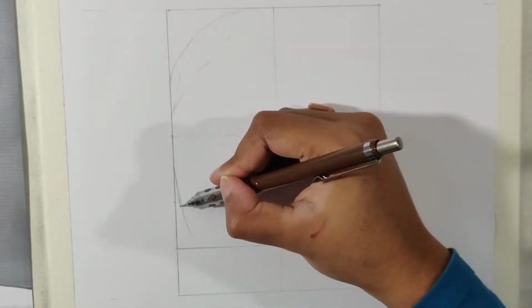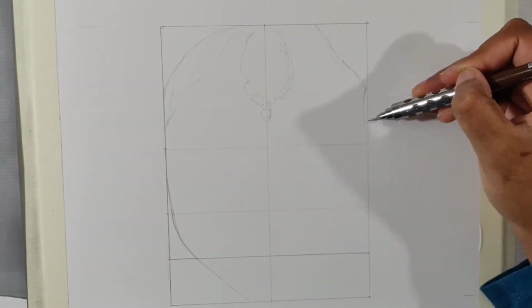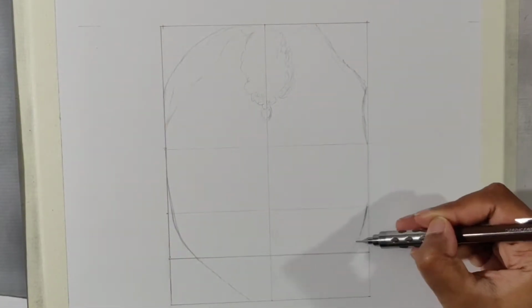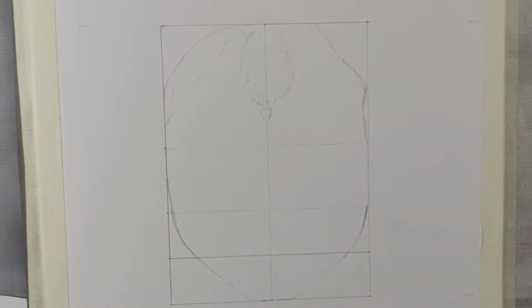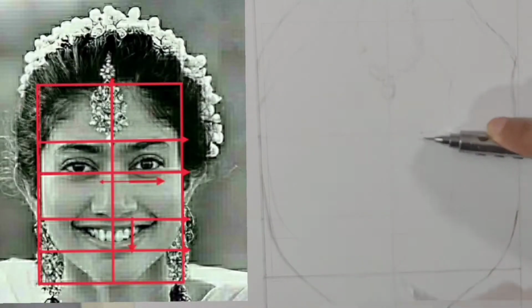I took a printout of my reference photo and kept it on the left side of my drawing. Make sure your reference photo is the same size and at the same level, which makes it easy to draw. Now I'm going to draw the outline of the face.